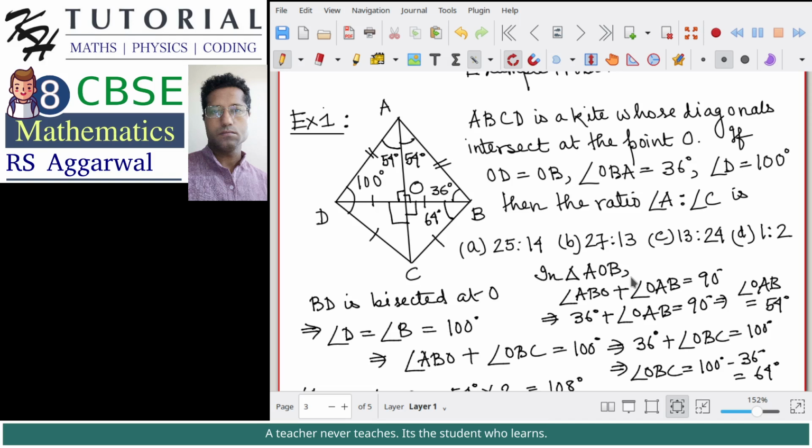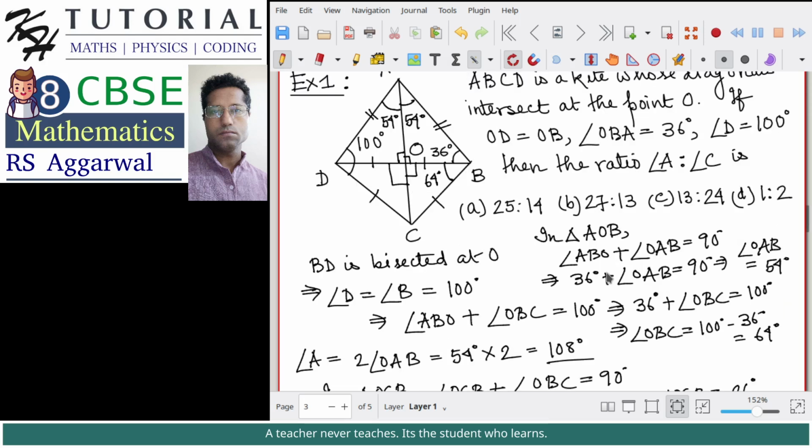Okay, and so now angle OBC is 64. Now from triangle OCB, we can say that angle OCB should be equal to 90 minus 64, because in this triangle OCB one angle is already 90 degrees. So 90 minus 64 is 26. So angle OCB is 26 degrees.